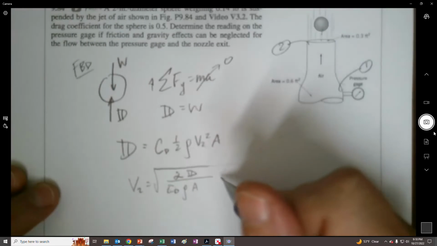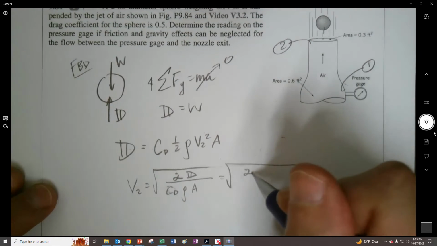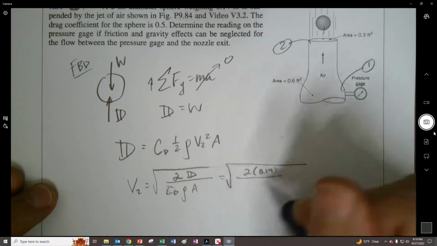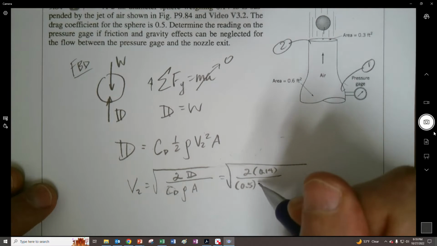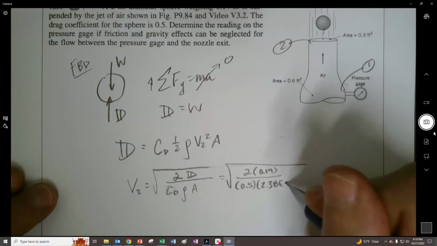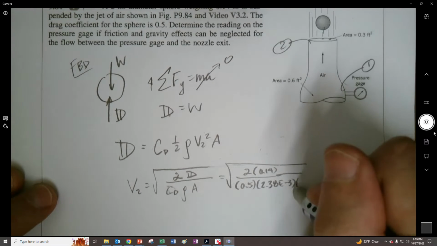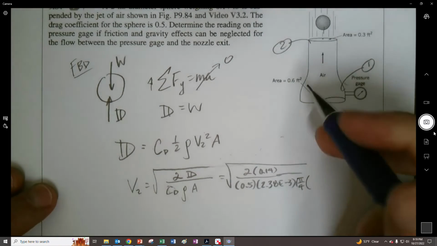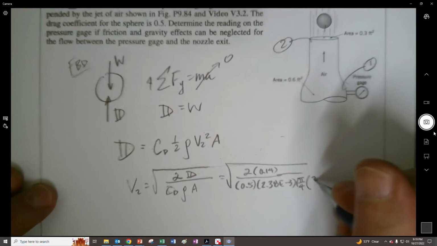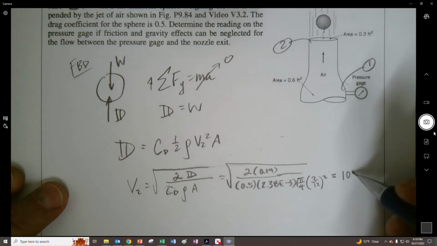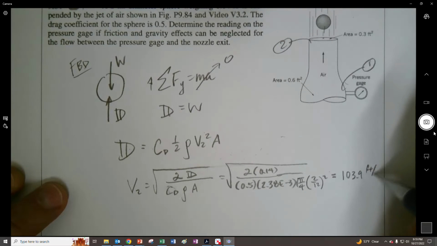So, throw in some numbers in here: 2 times the drag, which is equal to the weight, 0.14, divided by the drag coefficient and the density, 2.38 e to the minus 3. And then we want the profile area, so pi over 4 times the diameter, which is 2 inches, so 2 over 12 squared, and all those units should work out. We get 103.9 feet per second.